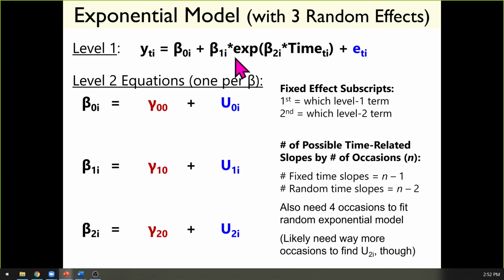So the nonlinear part is right here. In the level 1 equation, it's an individual amount times e to the rate times time. So it violates that slope times variable plus slope times variable linear format. So it is a truly nonlinear model. You can't do this in MIXED. Can't do it in lmer either.